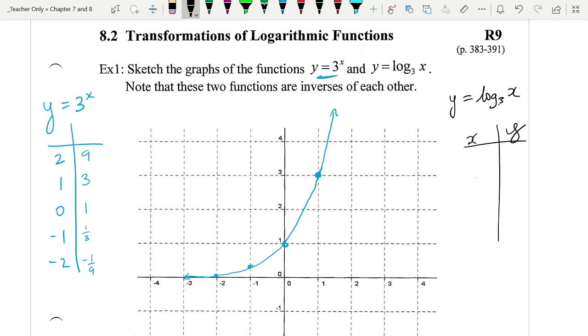So I would probably pick numbers like 9, 3, 1, and remember you're probably thinking, wait a minute, if you multiply together 3's, how do you get 1? Because remember, if you have 0 for an exponent, you get an argument of 1. And then maybe I'd pick 1/3 and 1/9. Notice I'm basically picking the numbers from this column over here.